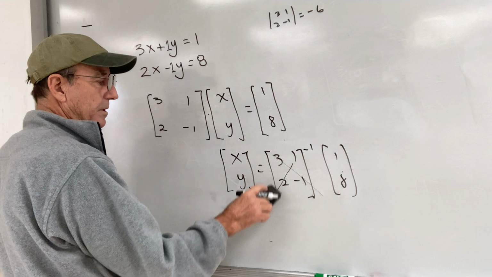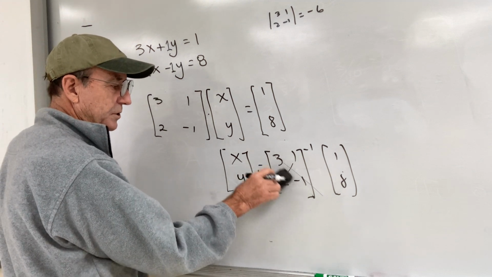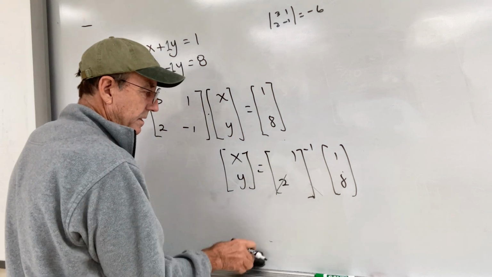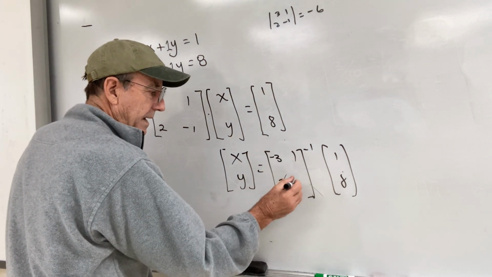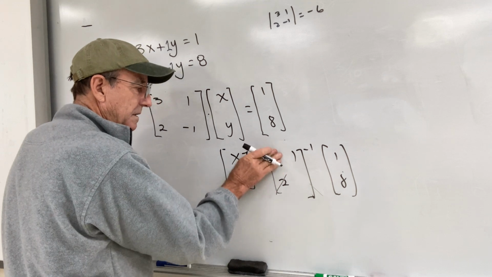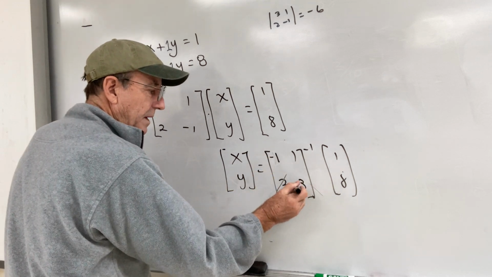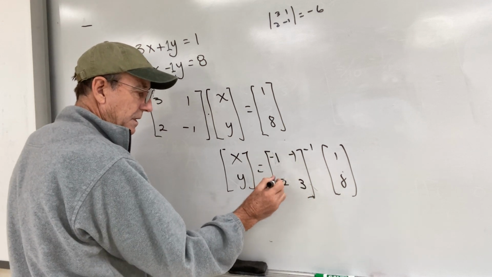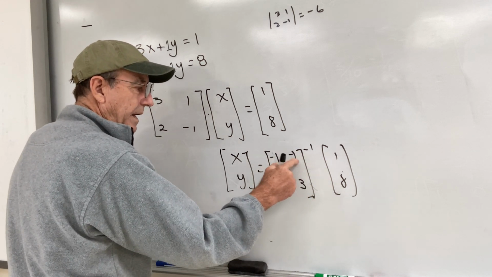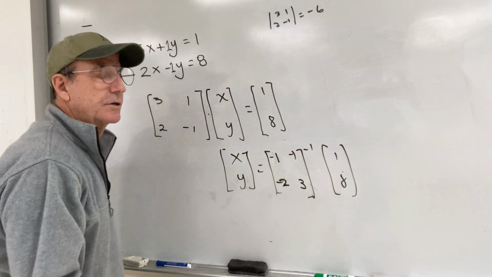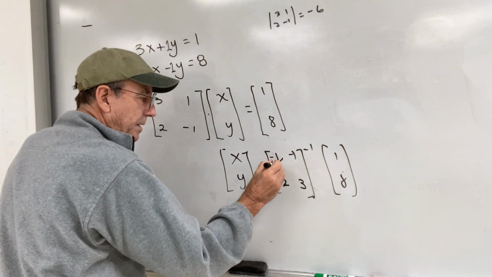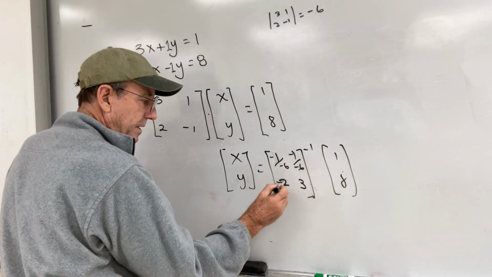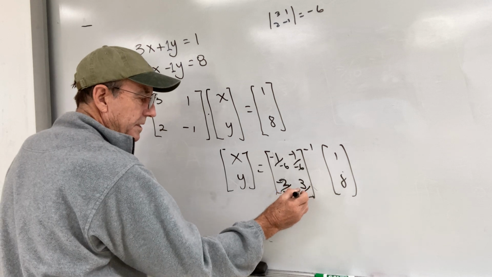So here we're going to go. We're going to now remember how to find inverses. We swap the elements on the main diagonal. So the -1 goes here, and the 3 goes here. And then for the elements on the minor diagonal, we just make them opposites. So -1 and -2. And we divide everything by the value of the determinant. So we're going to divide each of these by -6.